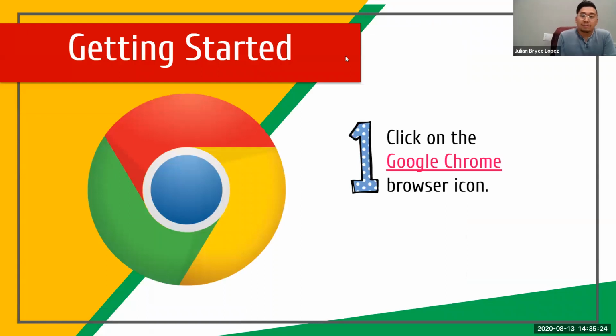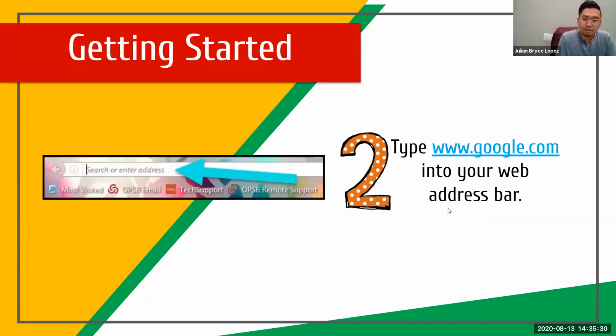So for our Google Classroom, to get started, you just find your Google Chrome icon on a browser, and you just click on it. Then from there, type in google.com to your web bar.